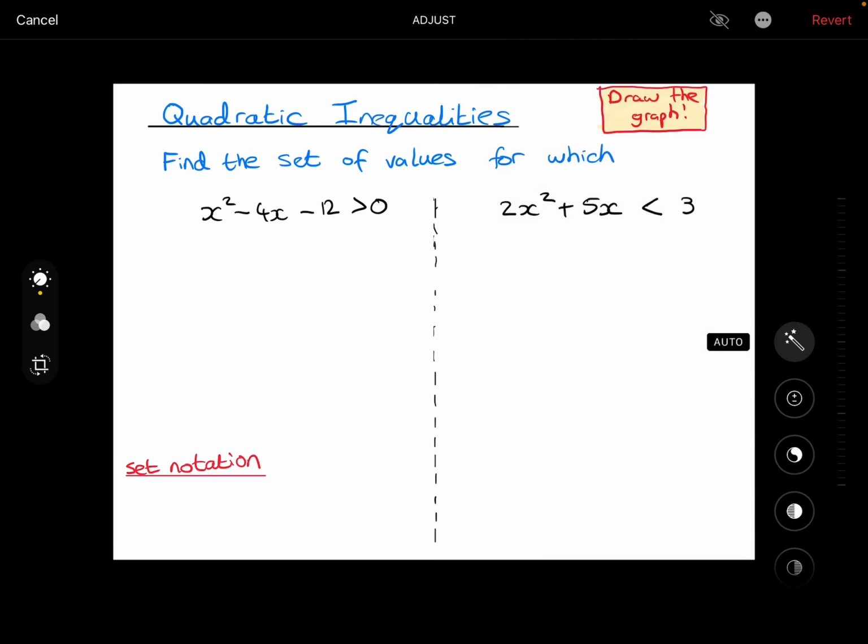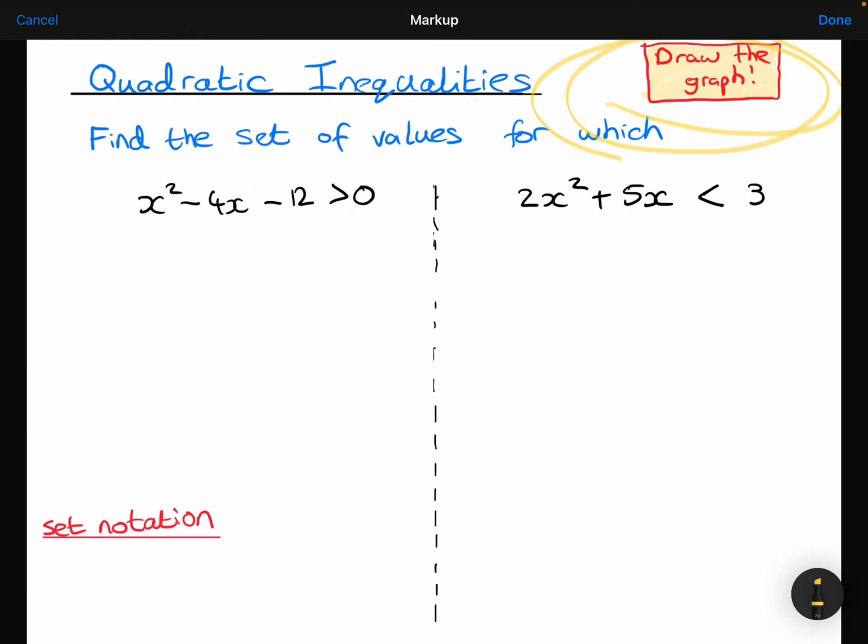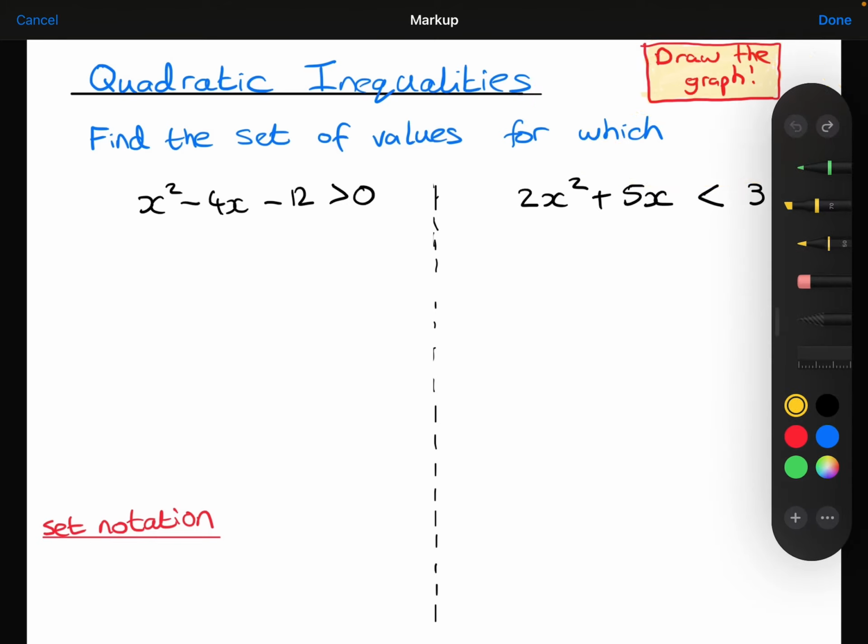Right, quadratic inequalities. So a couple of examples we're going to do, and again, you can see I've said you've got to draw the graph. You've got to draw the graph. Really important. And I'll show why that's important.